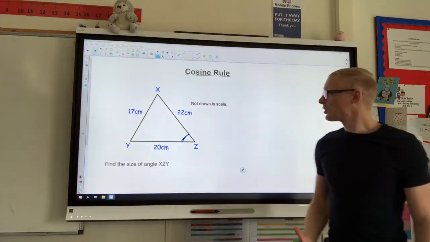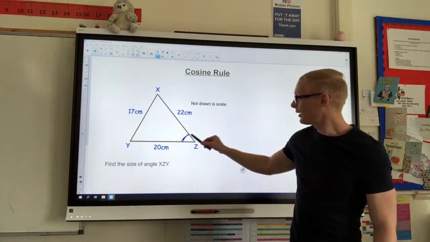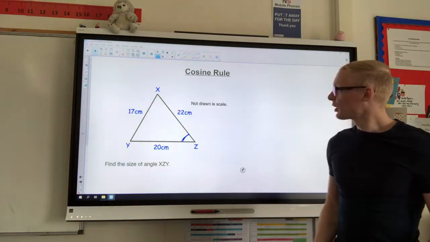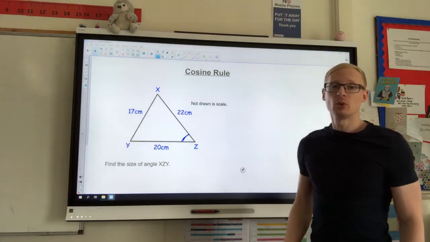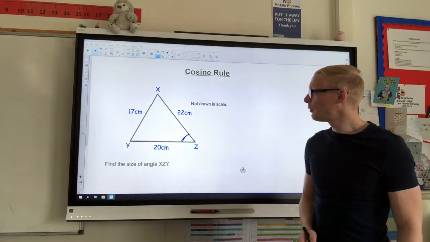Okay, so the question changes slightly. We're looking to find the size of angle XZY, so we're looking for this angle here. You can see I know that I need to use the cosine rule because it involves all three sides and it's a non-right angle triangle. In that circumstance, that's when I'm going to use the cosine rule.